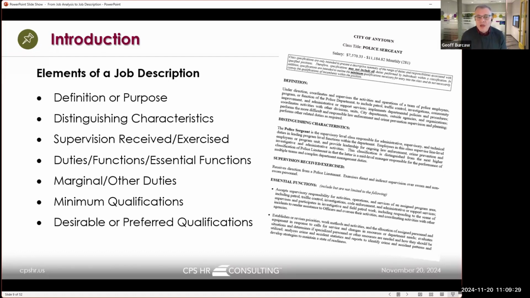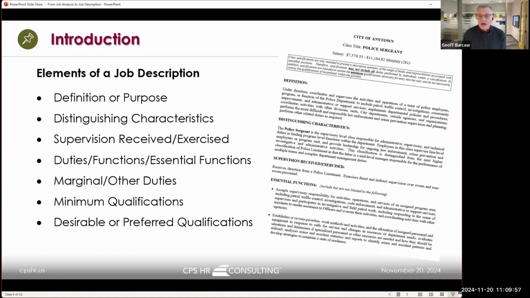Amount of supervision that is received. Are you closely supervised or do you work under general supervision or general direction? Do you supervise others? That sort of thing. And then really, really important, and as a job analyst, I think this is the most important part of a job description, are the duties and functions, and especially the essential functions. And I'm going to talk about the difference there.